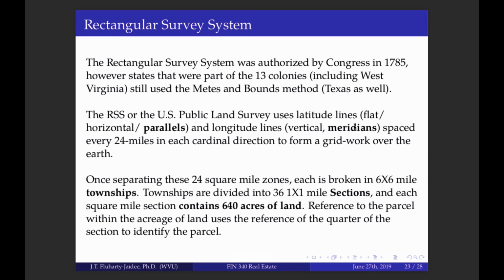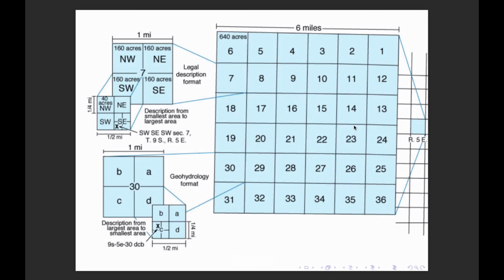So reference to the parcel within the acreage of land use for the quarter and section identification to the parcel as well. This is quite unique, but it tells you exactly if you're looking in the lot books, which I mentioned at the beginning, which are in the courthouse. You've got all of those books with a number and then a page number. And in that page, you've got a coordinate grid system that looks like this.